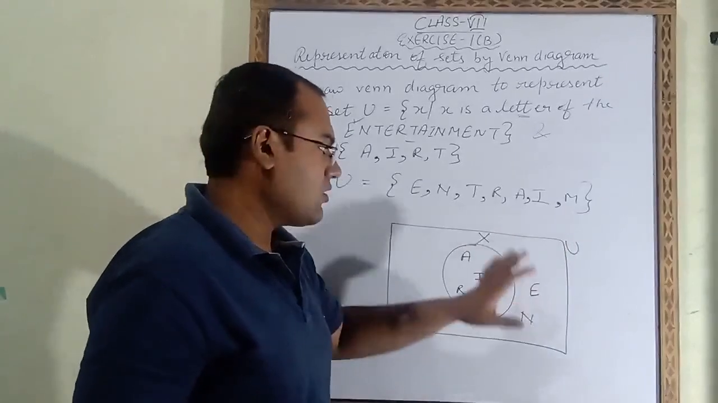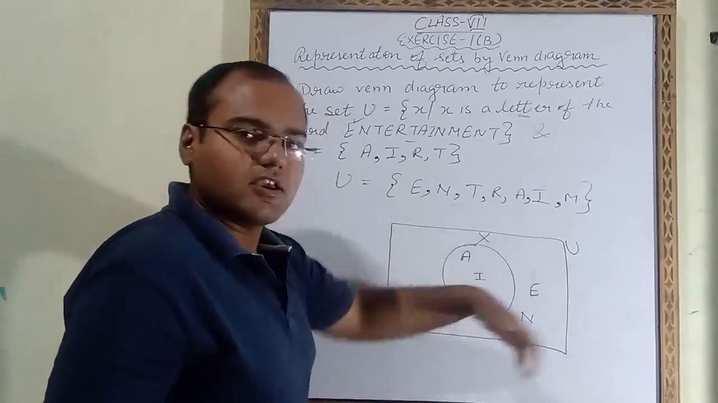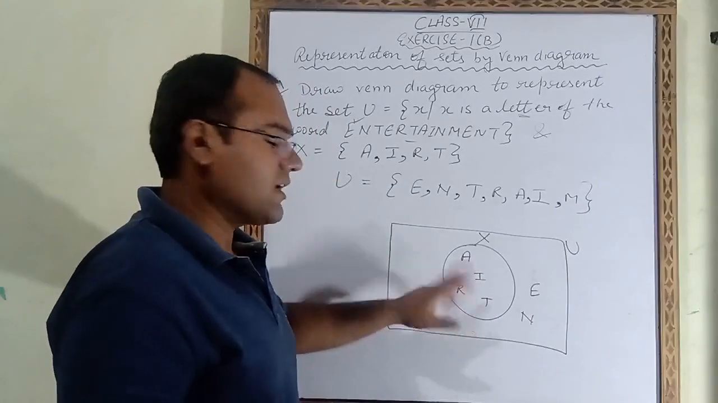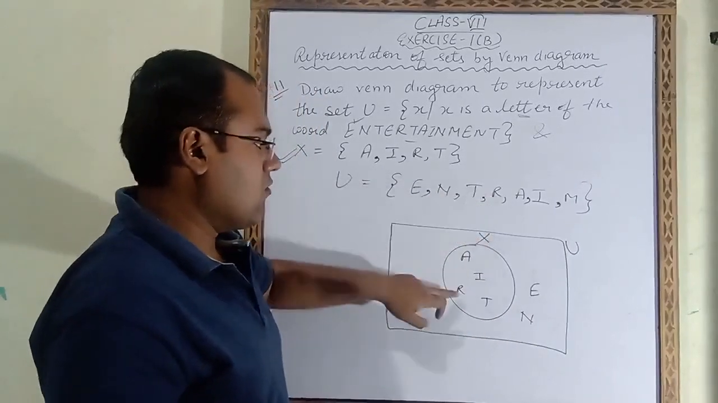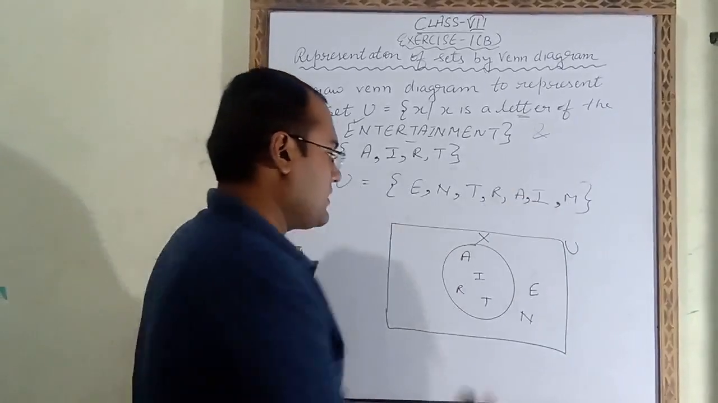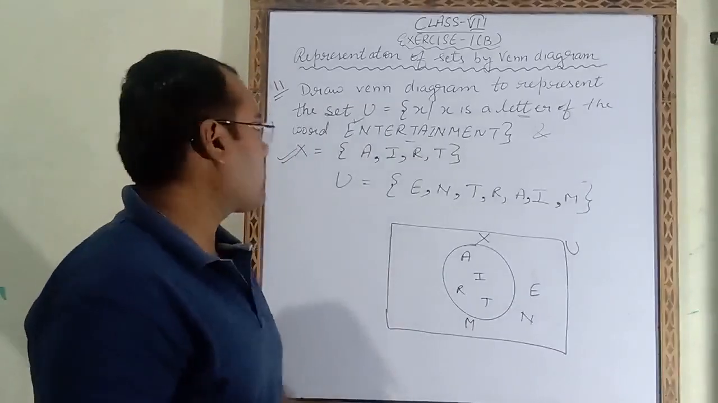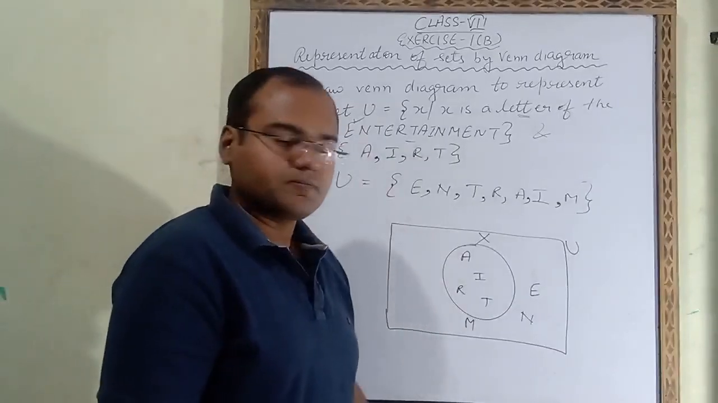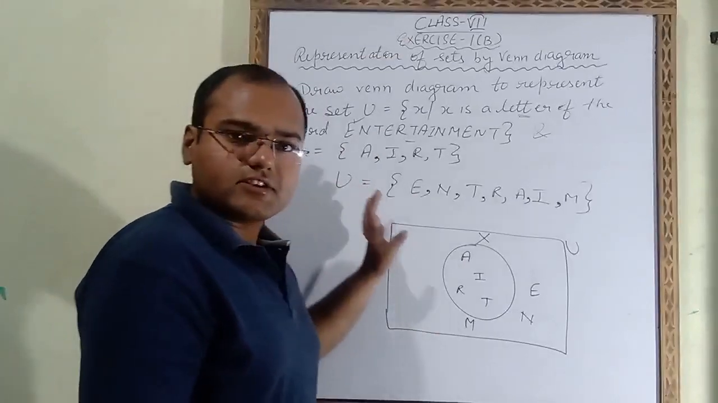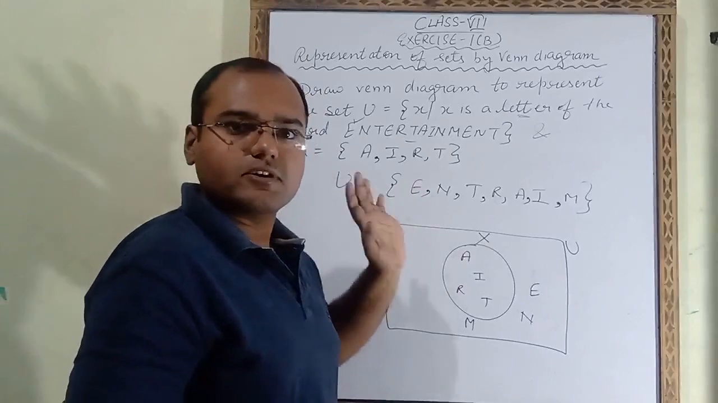Universal means whole. Whole means this circle also. So this circle also is coming inside the universal. So no need to write T again. R over. A over. I also over. M is remaining. That M we will fill here. So this is the Venn diagram for question number 11. So like this you have to do all the remaining part of this exercise number first B.